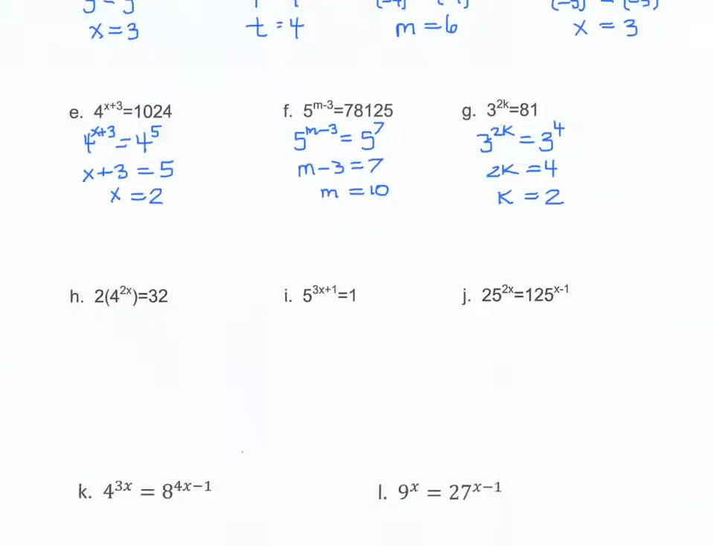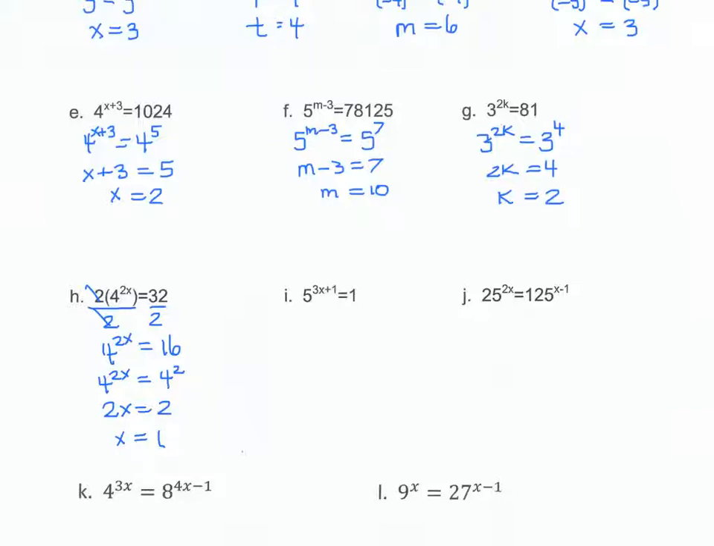The next one's a little different because we have a 2 being multiplied in front of the first term. So this one we're going to start by dividing that 2 out of there. So on the left-hand side of the equation, we'd be left with 4 to the 2x, and on the right-hand side, that would equal 16. Get the base the same on both sides, so we'll use a base of 4. 16 is the same as 4 squared. Now set the exponents equal and solve. So in this case, x equals 1.